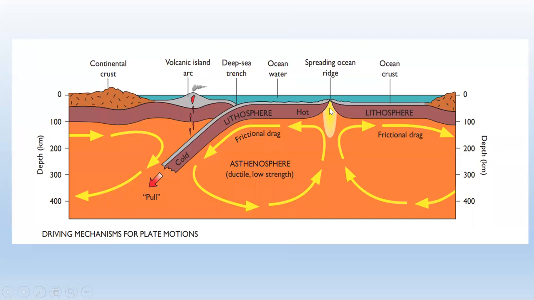In the spreading range, that is in the mid-oceanic ridge, very shallow focus earthquakes happen, but in the subduction zones, deep focus earthquakes happen. In the spreading ridge, the heat flow is highest at the ocean ridges, because here the molten magma is coming directly to the ocean surface through the mid-oceanic ridge.